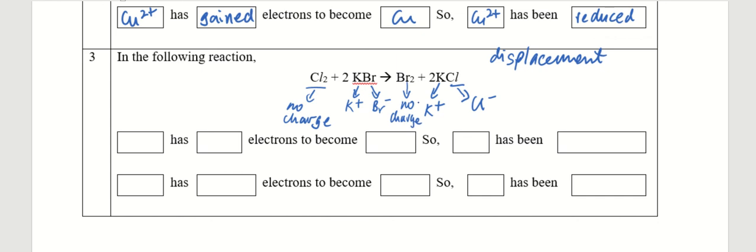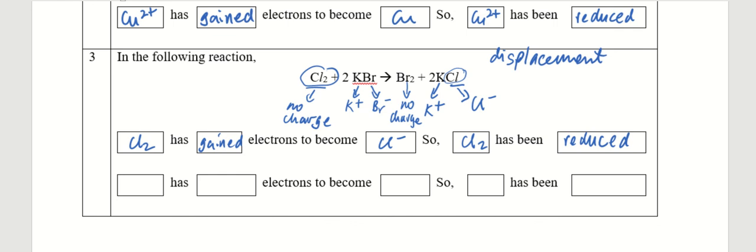So let's take a look at what happened to chlorine. Chlorine has gone from no charge to -1. Did it lose or gain electrons? So we can say that chlorine has gained electrons to become the chloride ion. Now is it oxidized or reduced? Since it has gained electrons, OIL RIG, reduction is gain, we can say that chlorine has been reduced.